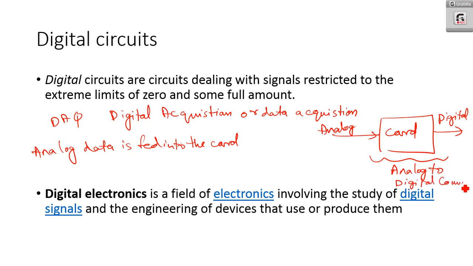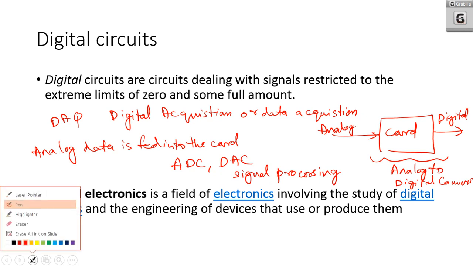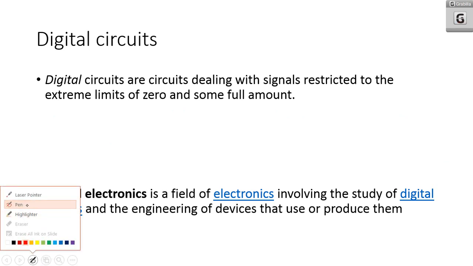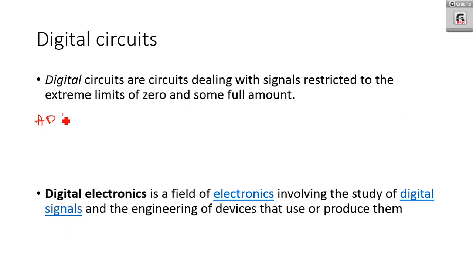Here I am going to mention analog to digital converters as well as digital to analog converters, used in signal processing applications. Now, what is done by data acquisition? What is done by ADC? ADC means analog to digital conversion.